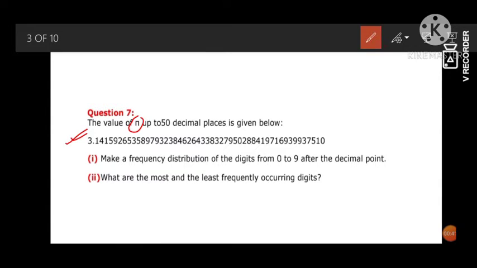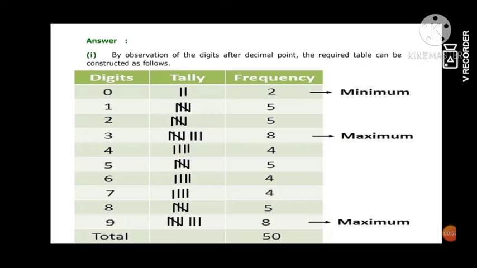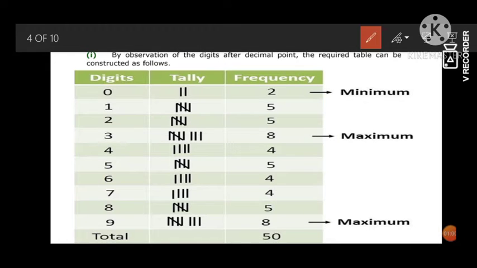We have to make a frequency distribution table of the digits from 0 to 9 after the decimal point, and we also have to find the most and the least frequently occurring digit. So the answer will be in this manner. By observation of the digits after the decimal point, the required table can be constructed as follows, like this one.